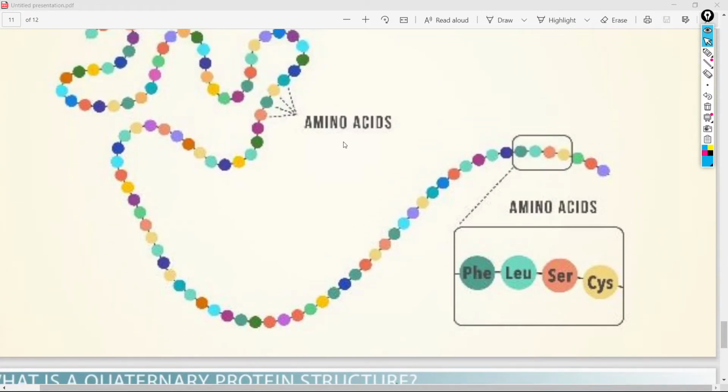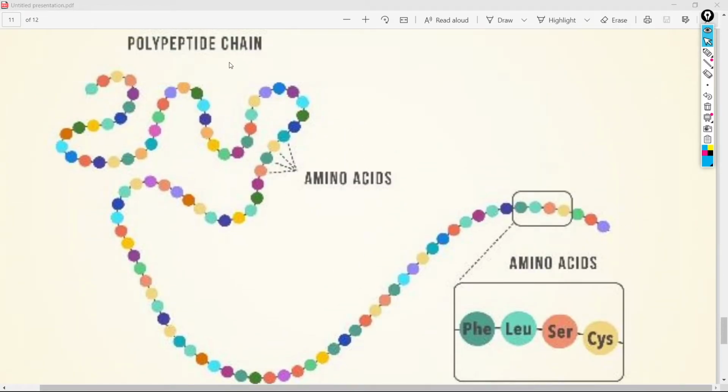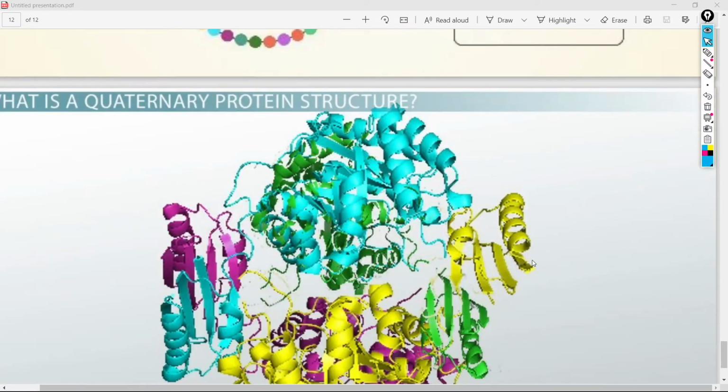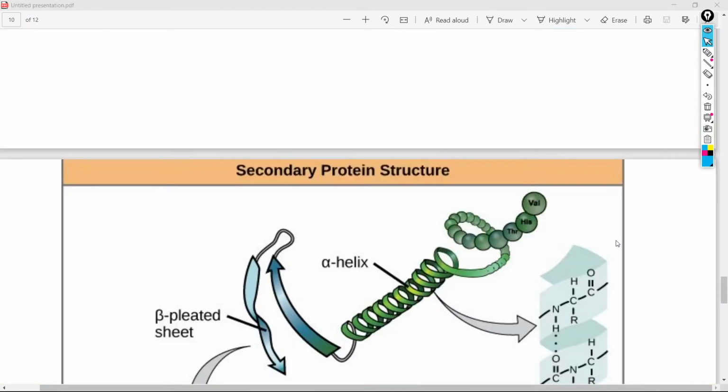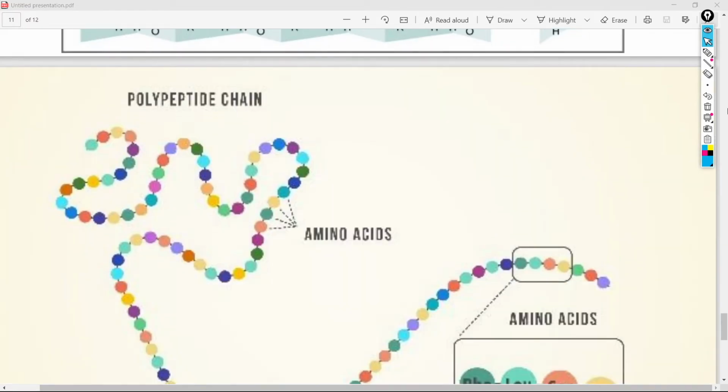So as you can recall, moving on to our tertiary stage, we have the polypeptide chain, and the tertiary stage involves interactions between the different R groups. And so as we learned, the different R groups are what makes the proteins unique. And here we'll cover four main interactions.